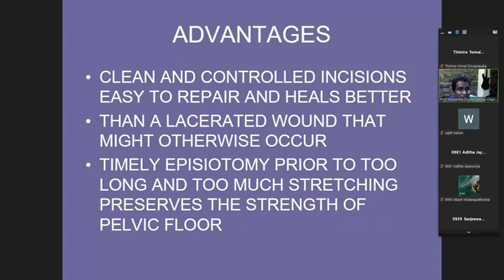Timeliness is important: without the episiotomy, too long and too much stretching weakens the strength of the pelvic floor, right? That is also very important. If the episiotomy is not done, it really stretches the pelvic floor, and subsequently that woman will have a prolapse kind of thing. So episiotomy is a timely cut that will prevent those things also.